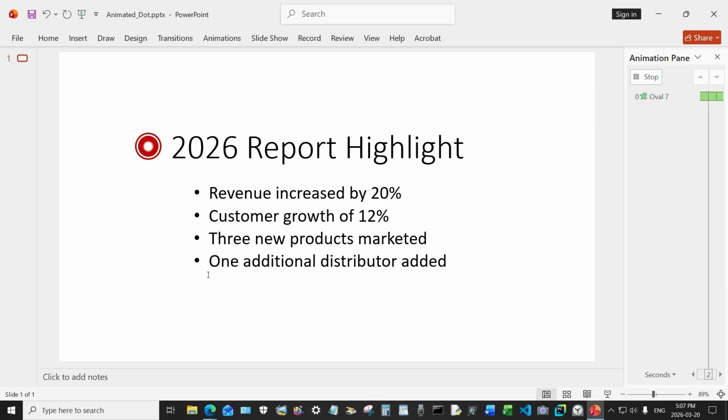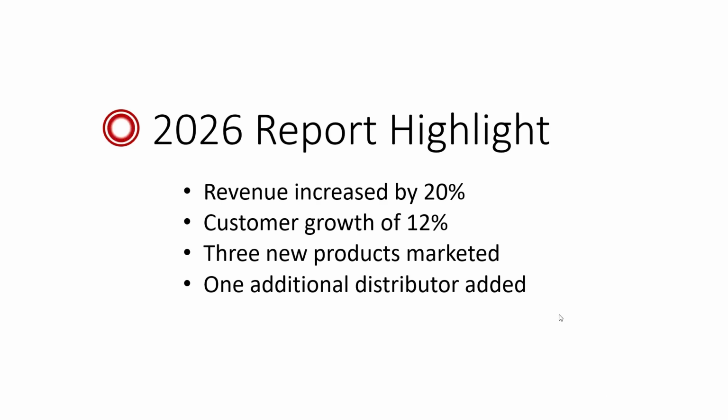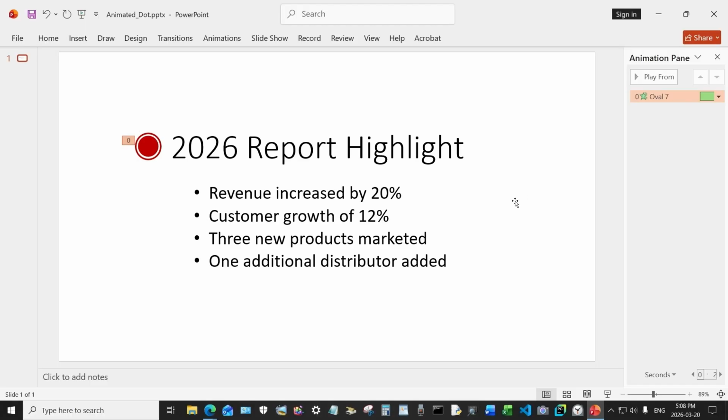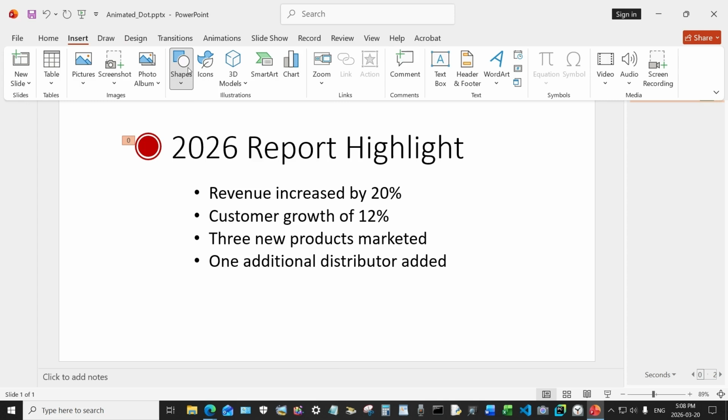Okay. As you can see, it's already working. Go into the preview slideshow. You'll go once, twice, 3, 4, 5, and now it stops. Now, of course, you can do the same thing with a triangle or square. It doesn't matter.